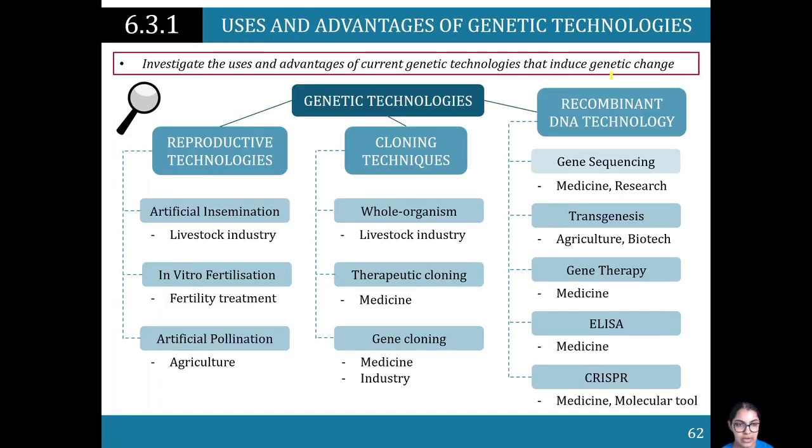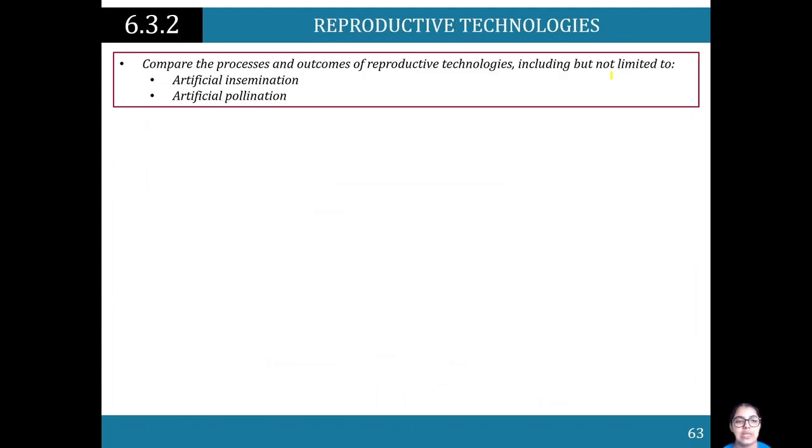Now, some of them are listed specifically in the syllabus, but I'm going to talk you through them, and I just want you to know what it is, how it works, and know examples for it. Even if you want to draw down this little table, I think it's a really good visual of seeing what each one is: what is a reproductive technology, what are cloning techniques, and what are the recombinant DNA technologies that we're looking at.